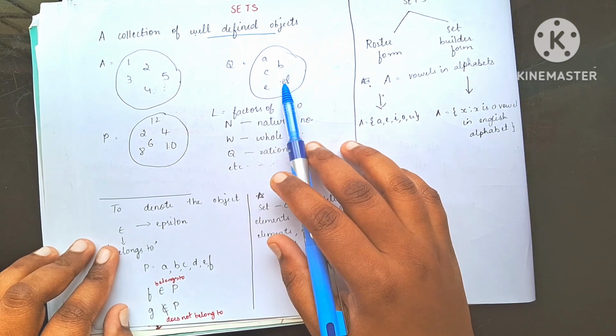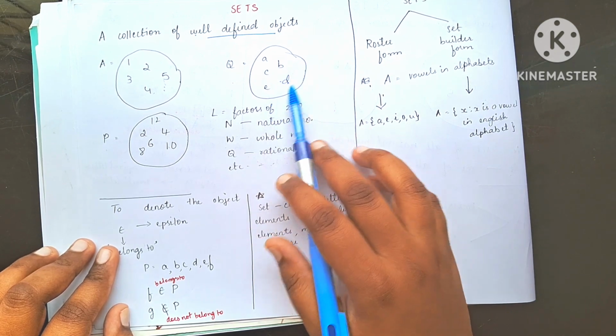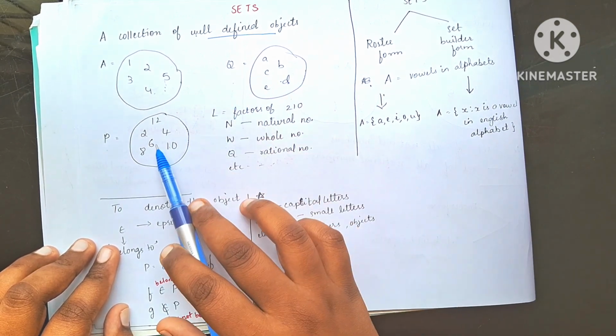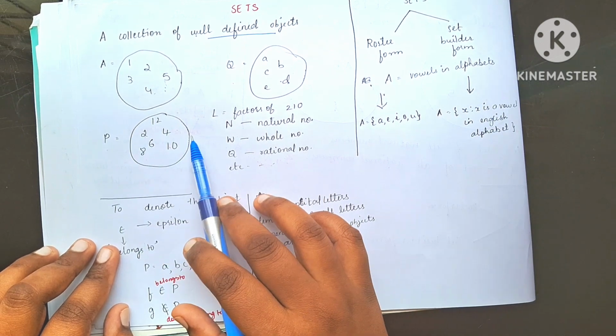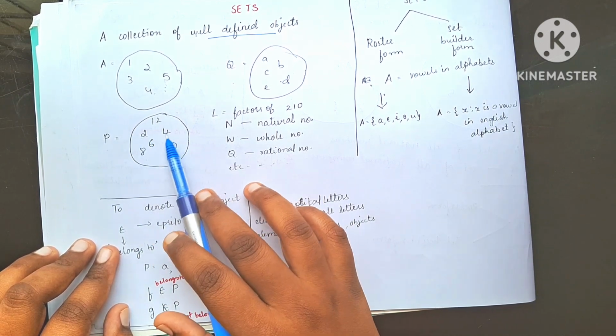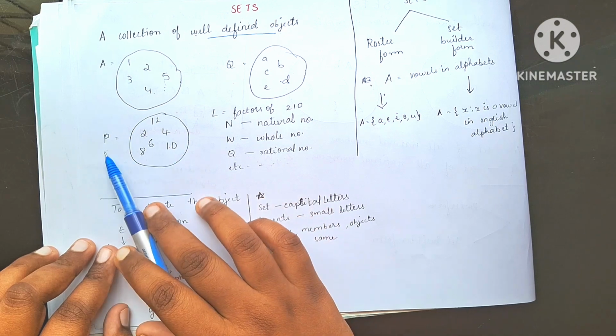All these alphabets here are similar to each other. So I just group it and call it as set Q. Over here, all these are numbers, and there's one more connection, that is, all these are even numbers like 2, 4, 6, 8. So I just group them and call it as set P.